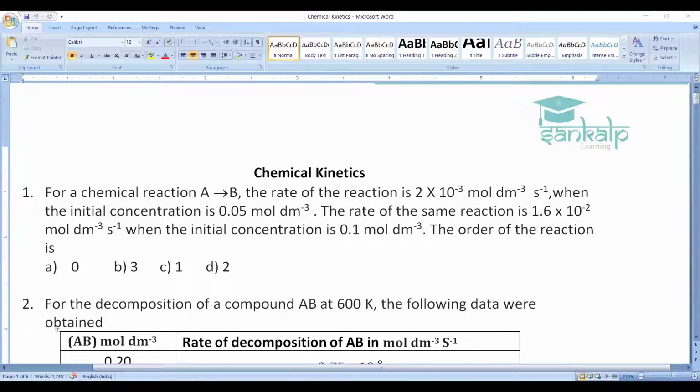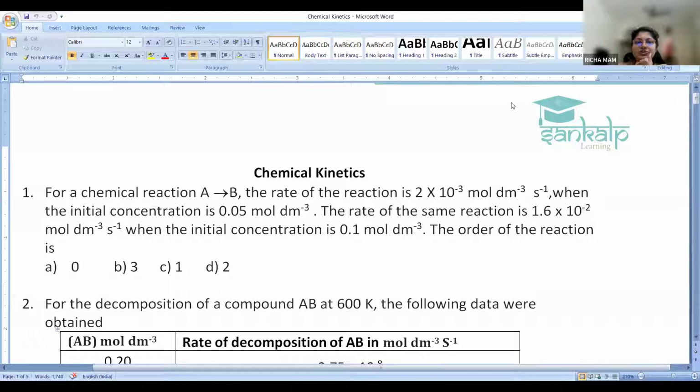So here you see, which is the option? It is option number B. Option number B is the answer. So like this, we are going to find out the order of the reaction. Okay, let us go for the next one.